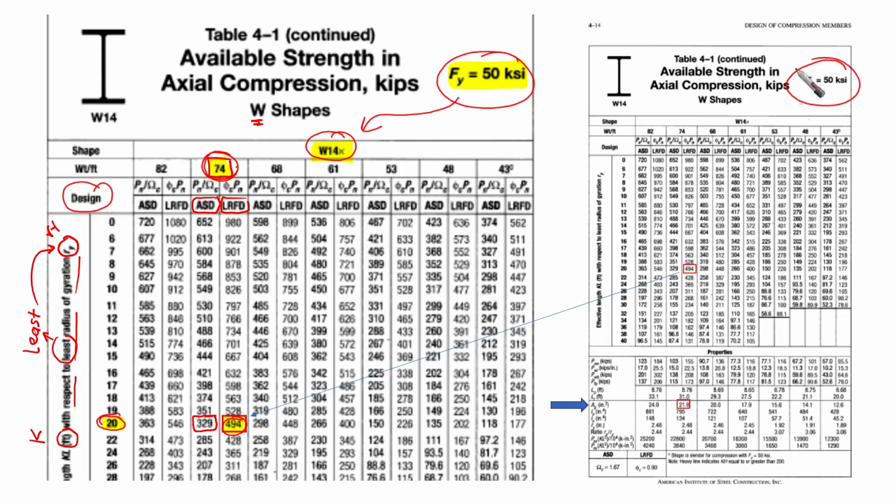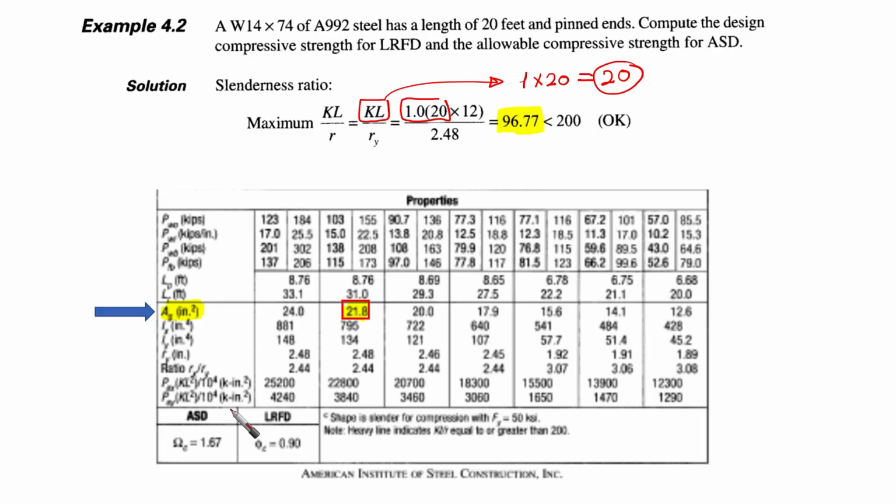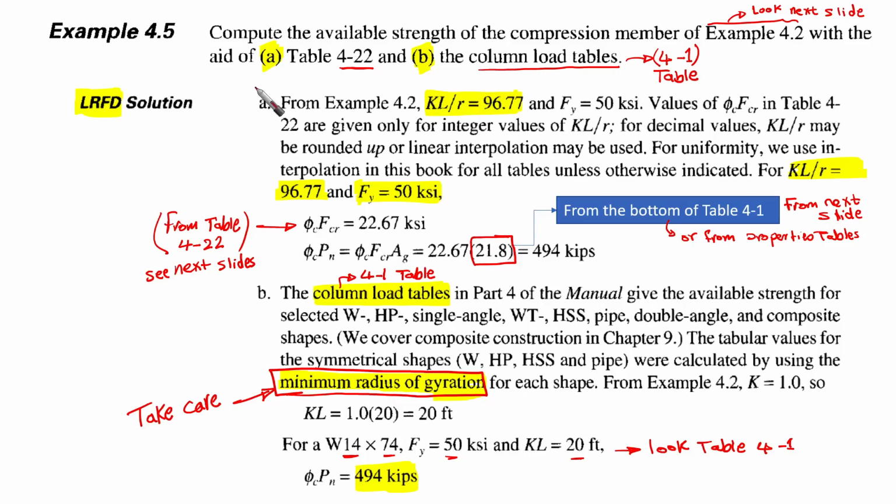So you go F yield, W14, and then 96, and then you can obtain the value directly here. This is why the available strength axial compression tables are easier, because we do not calculate anything. We just go like this in the table and obtain it directly. It saves us one step compared with the 4-22 table.